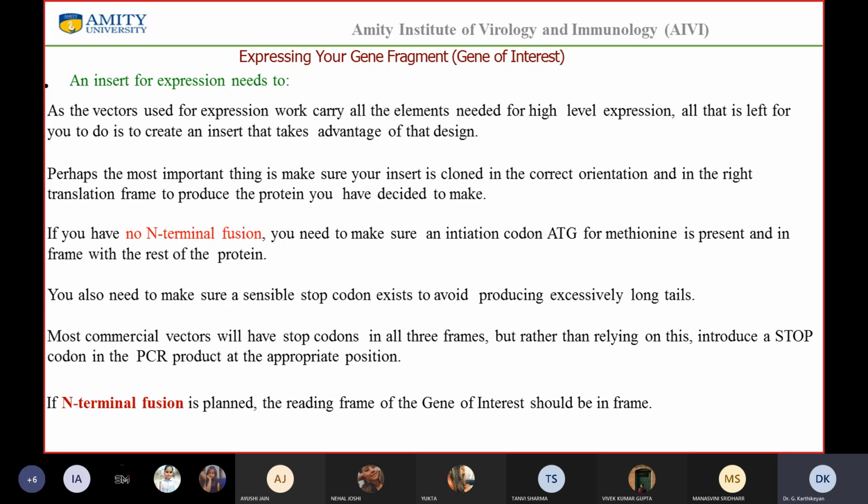Now there are a couple of choices that you have when you try to express your gene fragment. One is not to have any fusion. You just want to express your protein in the native form. You don't want it to be in fusion with any other protein. That is perfectly okay.